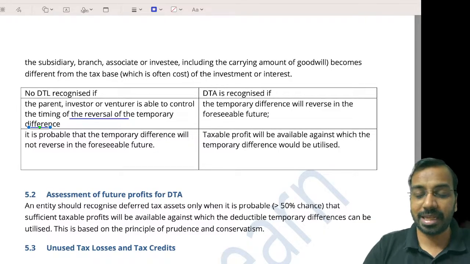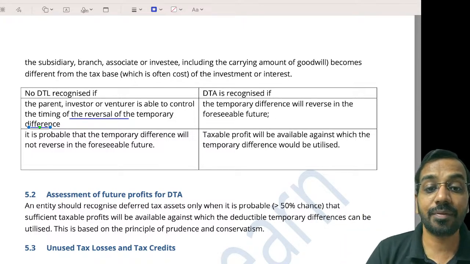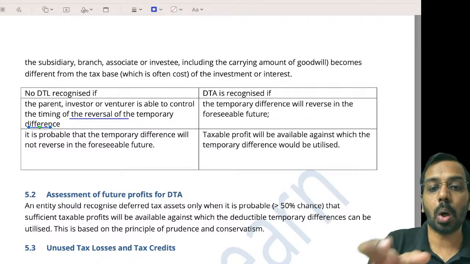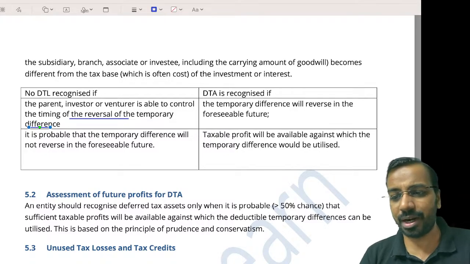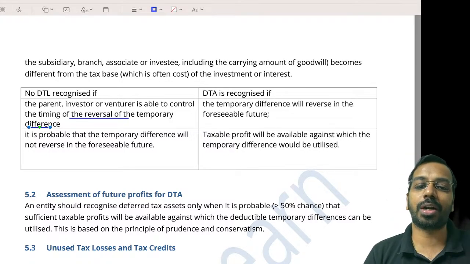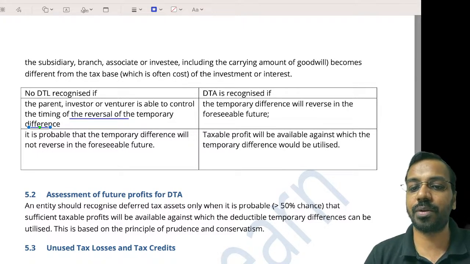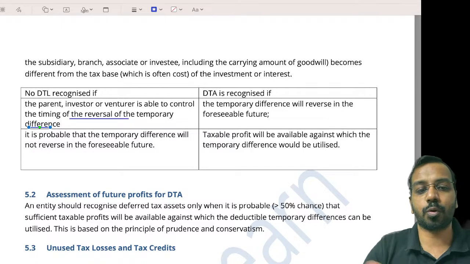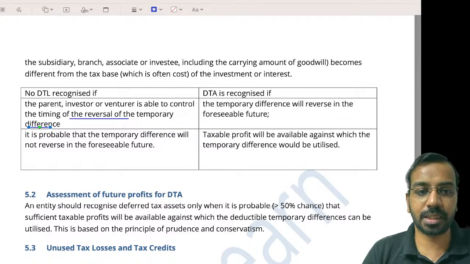Now when will it reverse? It will reverse when you pay the dividend. If for example the dividend is paid, then it will reverse. So if they are able to control the timing of reversal, then you will not recognize DTL, or if it is probable that the temporary difference will not reverse in the foreseeable future. Meaning to say, we will not get dividends, this temporary difference will not reverse, hence we will not recognize a DTL. First scenario. Second, DTA will be recognized if the temporary difference will reverse in the foreseeable future and taxable profit will be available against which the temporary difference could be utilized. So in case of joint venturers and all, this is the scenario where there is a temporary difference, right?